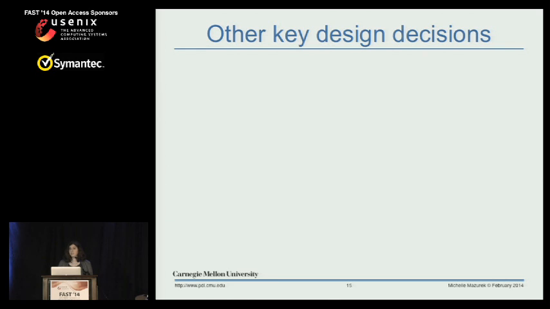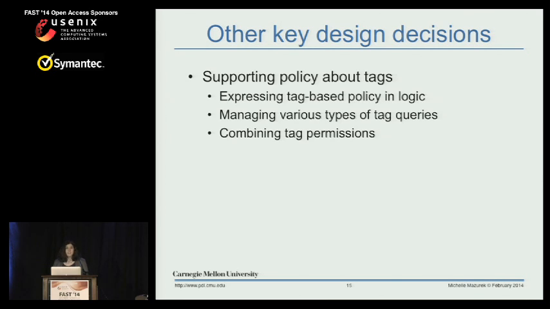There are lots of other important design decisions that went into the system, which I don't have time to get into in detail, but important ones include how to support policy about tags. We need to be able to express this tag-based policy in our logic. We need to be able to manage the various ways that people query tags and support policy about those queries. And we need to be able to combine tag permissions over sets of different tags that people have.